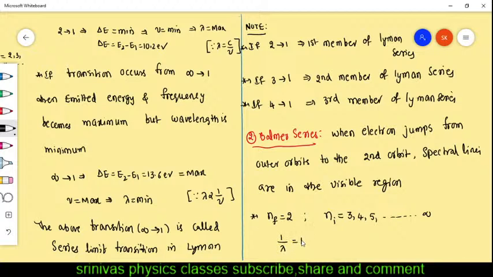Then what is the wavelength of emitted radiation? We write the formula: 1 by lambda is equal to R into 1 by nf square minus 1 by ni square. This formula we know to find out the wavelength of emitted radiation. Here the final energy state nf is 2, so we write 1 by 2 square, that is 1 by 4, minus 1 by ni square. Ni may change, right? Third to second, fourth to second, fifth to second transitions all come under the Balmer series.